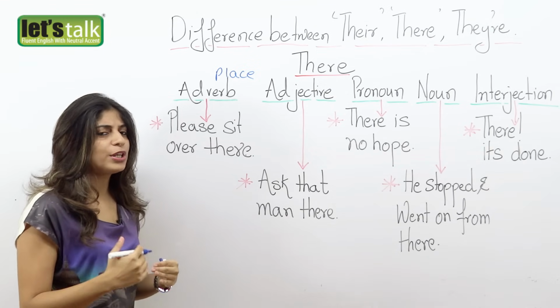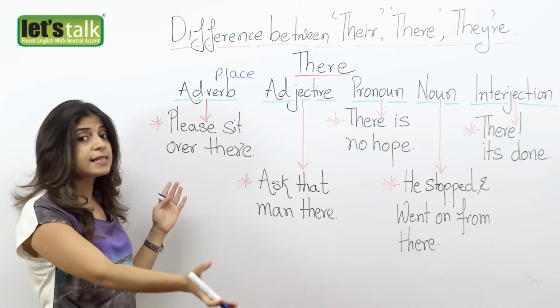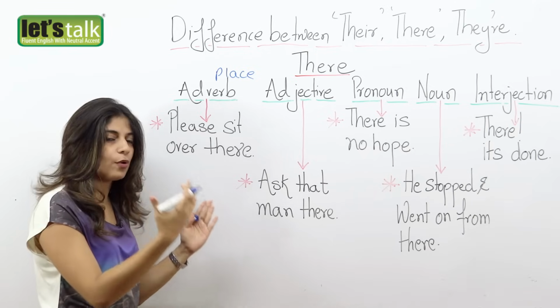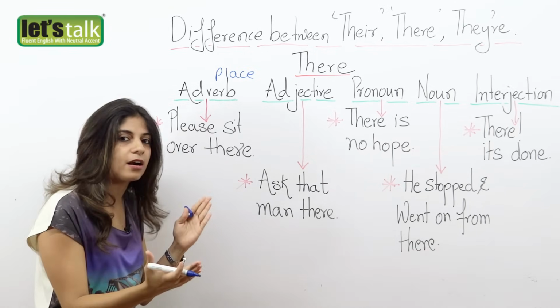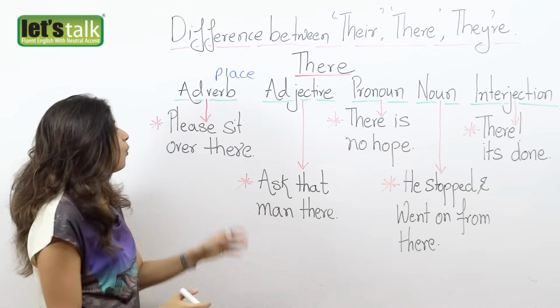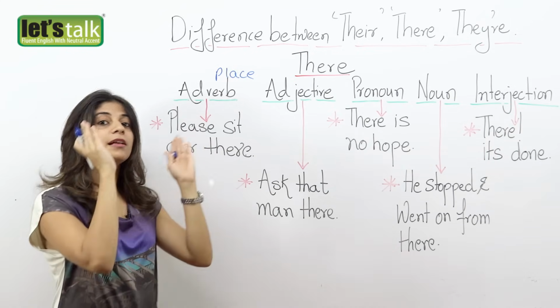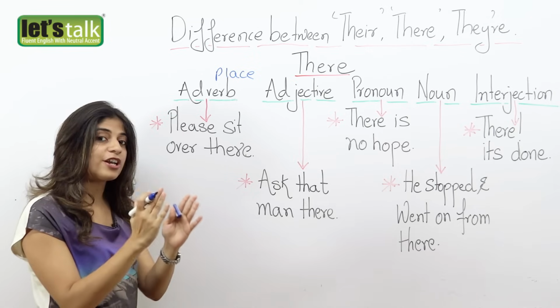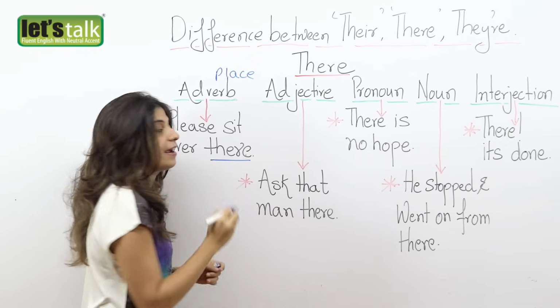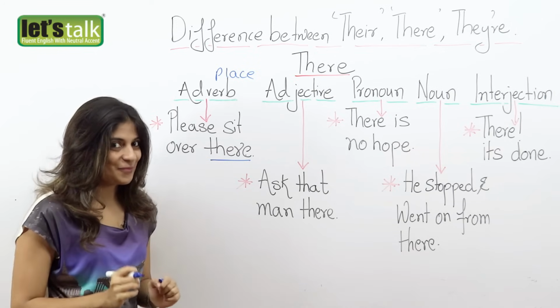For example, when you say, you can sit over here. So rather than saying the word here, of course, when you have to use the word there, you would say that you can sit over there. Or please sit over there. So it's referring to a place. And that's when we are using the word there as an adverb, right?